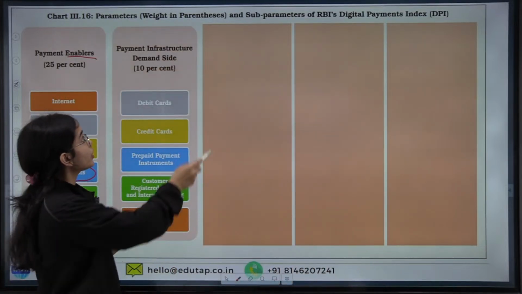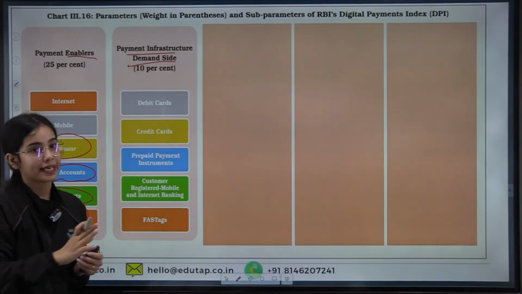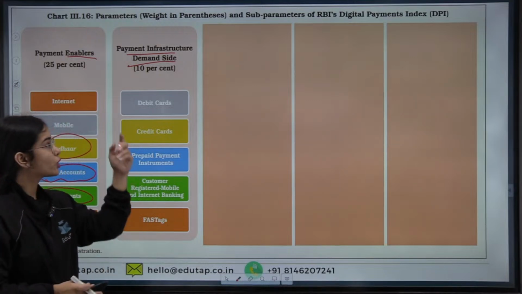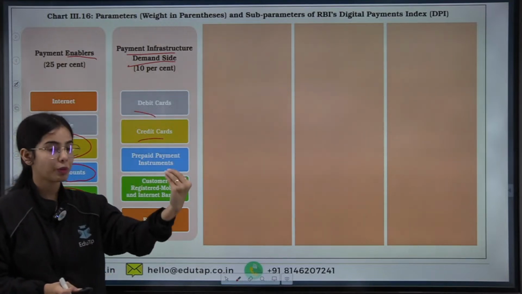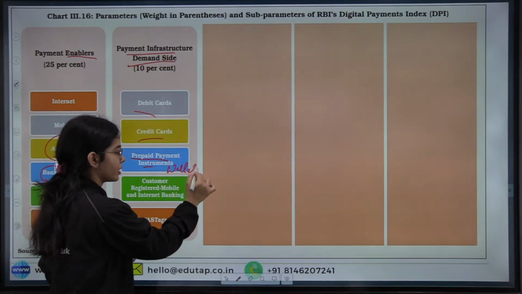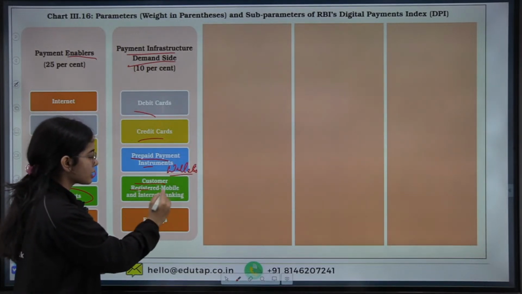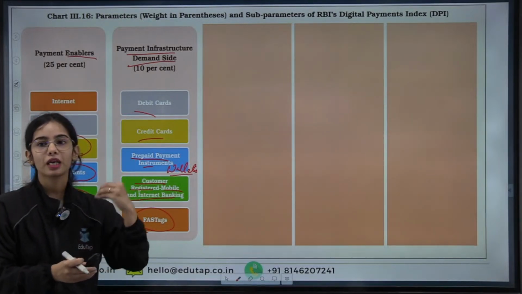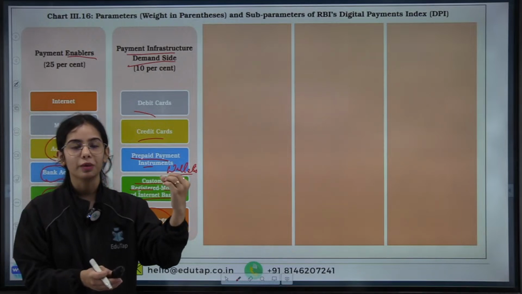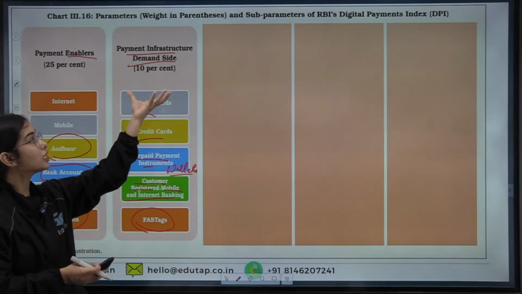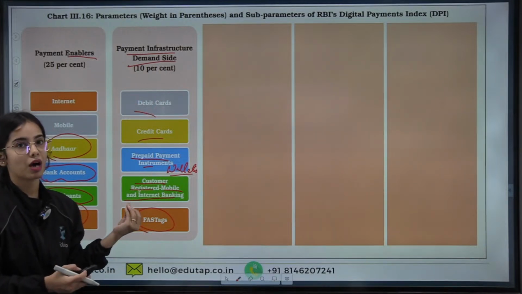Then there is the requirement of the payment infrastructure, demand side. The payment infrastructure is required in the demand side. You require debit cards, credit cards for the payments. Prepaid payment instruments, that is wallets, are required for the payments, or customer registered mobile and internet banking, or the FASTags. Through these systems you are able to pay. These are the payment infrastructure, demand side.